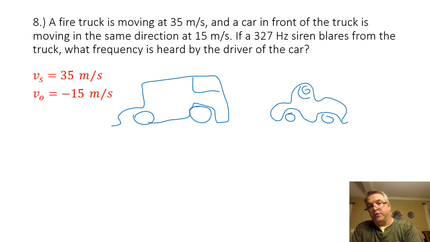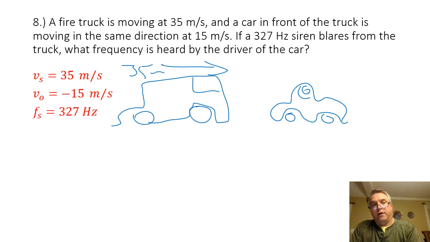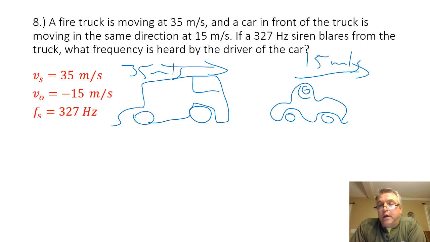And here's my observer. The fire truck is moving in this direction at 35 meters per second. The truck is moving toward the car. The car is moving in the same direction at 15 meters per second, but the car is moving away from the truck. So even though they're going in the same direction, the fire truck has a positive velocity and the car has a negative velocity, because the fire truck is moving toward the car, but the car is moving away from the fire truck because the car is in front of the fire truck.